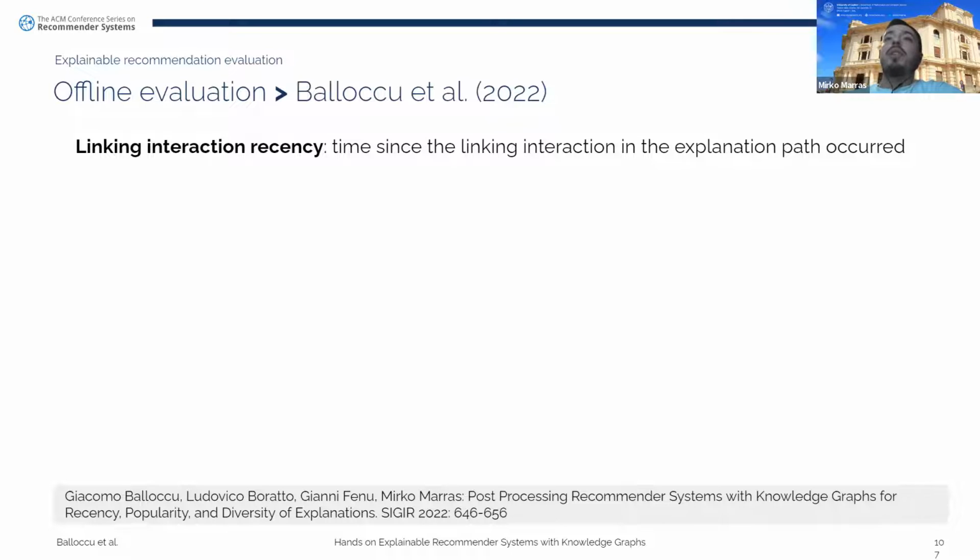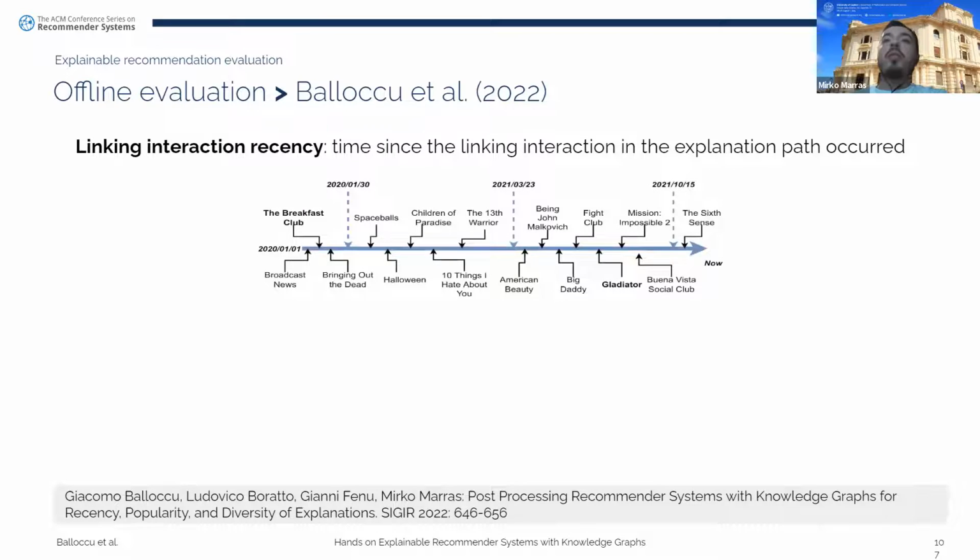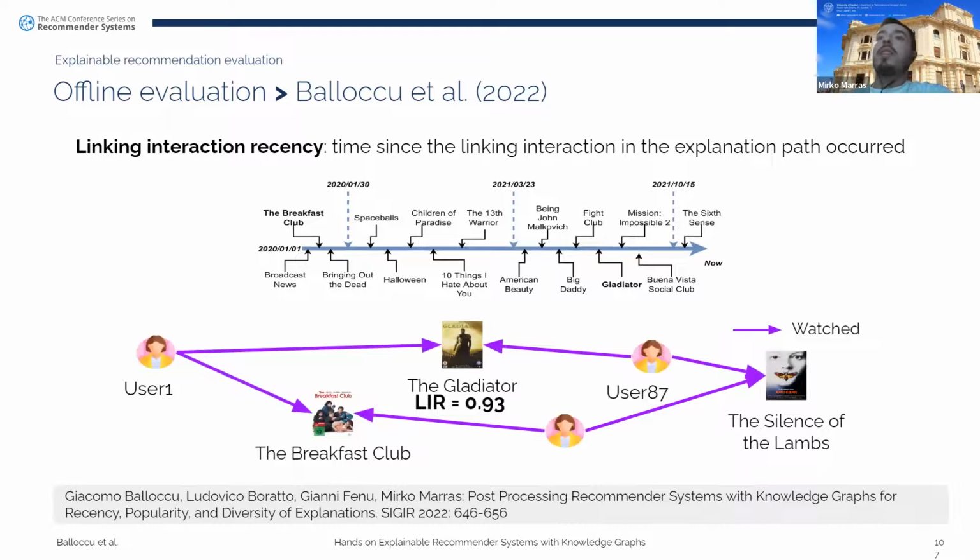The first perspective that we will see here is related to the recency of the linking interaction that we use in the path. And the assumption is that the recency of the linking interaction presented in the reasoning path matters. In particular, a recent linking interaction, for instance, can help the user to better catch the explanation, while older interactions might not be perceived as valuable or not remembered. Here on the top, you can see a timeline of user interactions sorted from less to more recent. For this user, a candidate recommended product, The Silence of the Lambs, for instance.